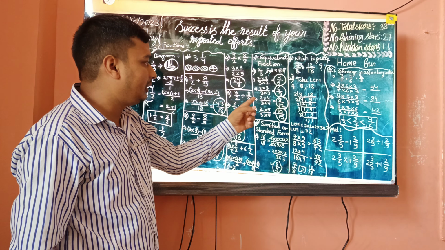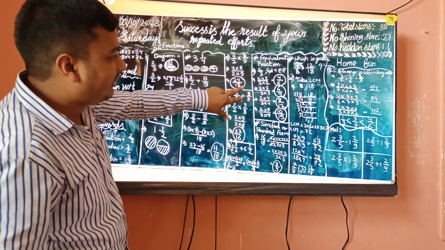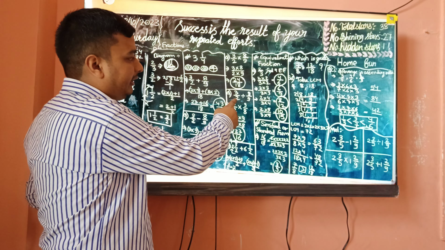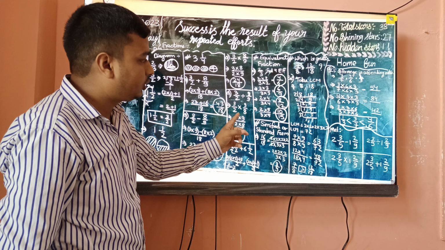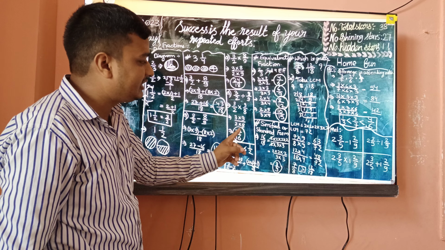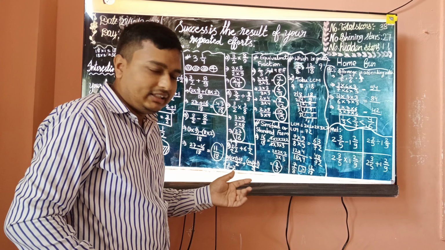Now next, 3 by 2 divided by 8 by 9. Now I will change this divide sign into multiply and I will take the reciprocal of this number. 8 by 9 I will make 9 by 8. After that 3 into 9, 2 into 8. 3 9s are 27, 2 8s are 16. I got this number.